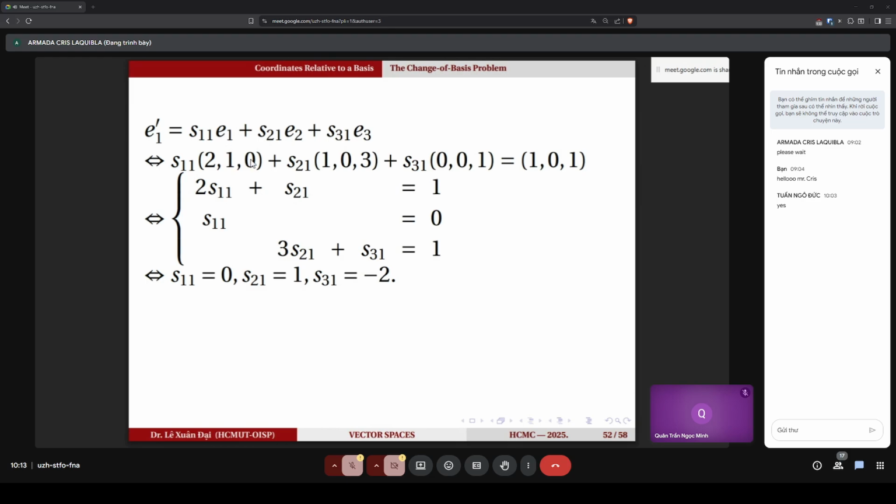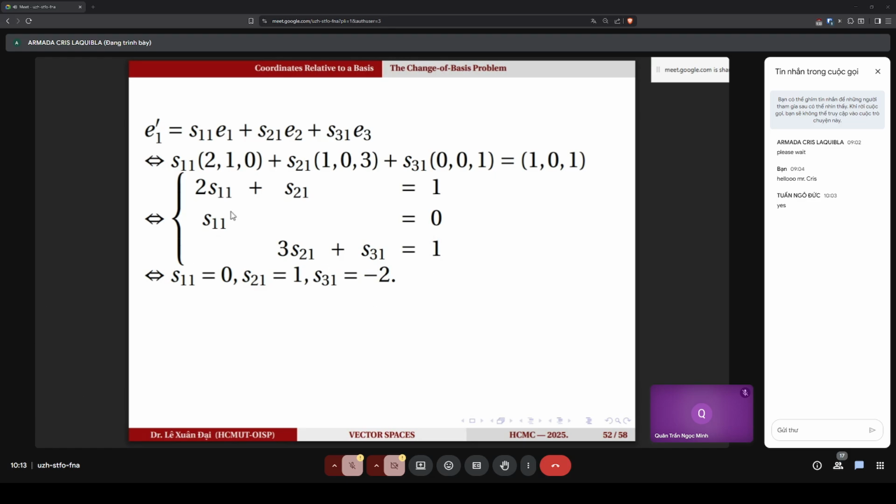Next, the second coordinate. S11 here, because there's only 1 here in the second coordinate. 0 in the second coordinate here, so there is no S31 here. 0 also here, so there is no S31 here. It is equal to 0. Okay, this is the second coordinate. Now next, the third coordinate here, we have S11 times 0, so 0 here. The third coordinate is 3 S21 plus the third coordinate here is 1 times S31. It's equal to the third coordinate, which is 1.